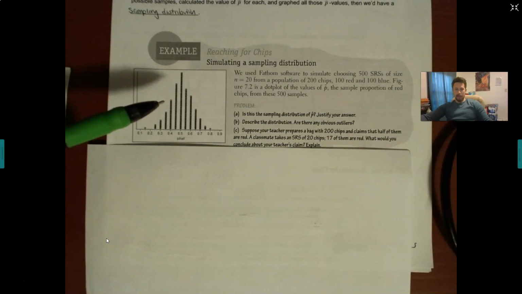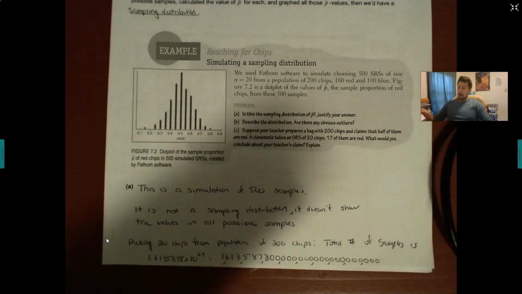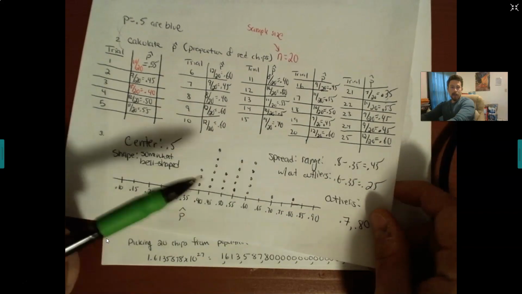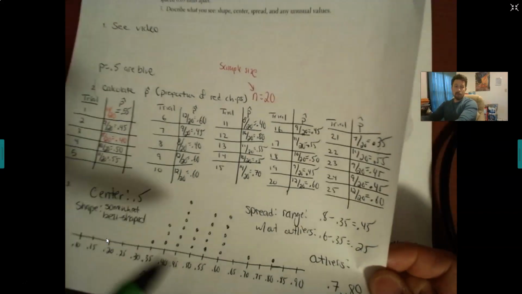Then this figure on the left, figure 7.2, is a dot plot of the values of p hat. You'll see the dot plot of the sample proportion of red chips from these 500 samples. Remember, we made a dot plot for our 25 SRSs? Well, they did it 500 times, not 25 times, and this is what they got. What does this dot plot look like?